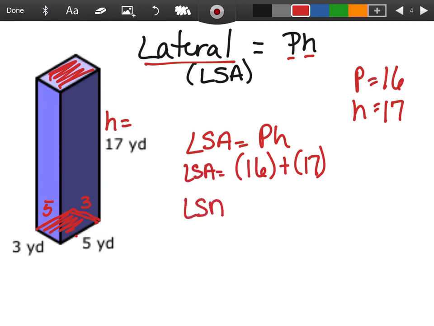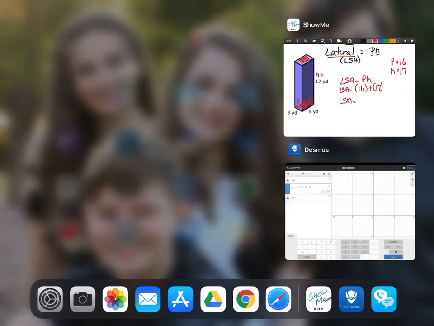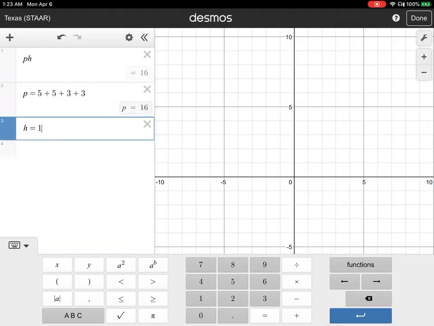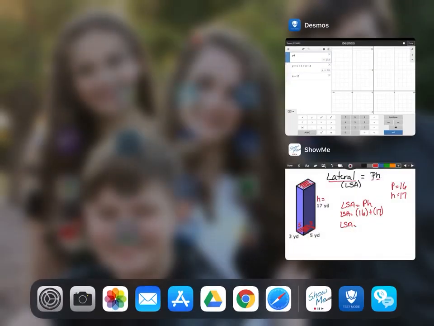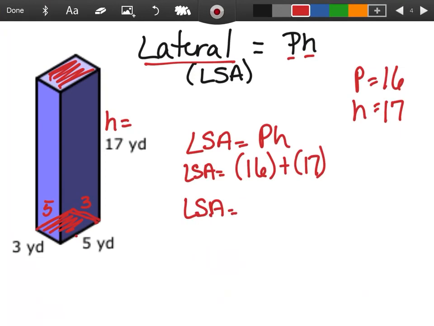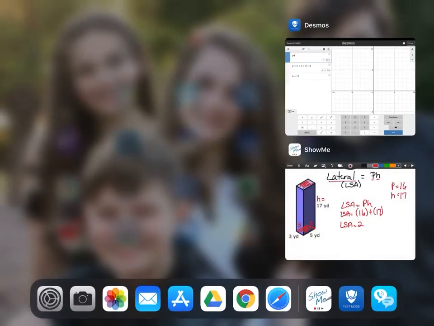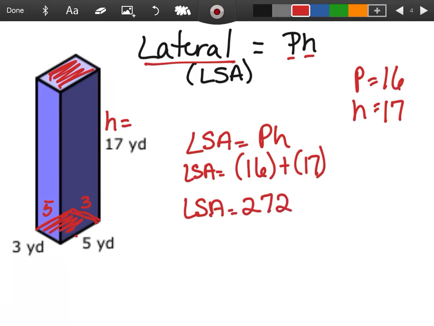Let's go back to Desmos and find our answer. Perimeter again was 16. My height was 17. Multiplied together, 272. So the total for my lateral surface area is 272 square yards, because again, I have to use what is listed in the picture. And because I am doing surface area, it is always squared.